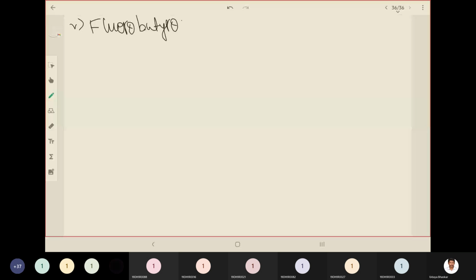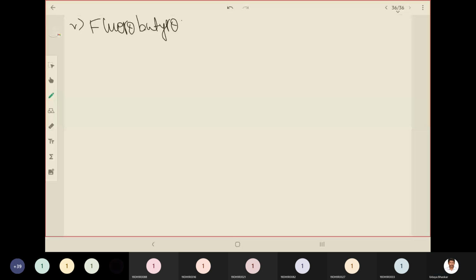Fluorobutyrophenols. What are the two examples? Haloperidol and droperidol. These are the two examples under fluorobutyrophenols. So let us see the structure.